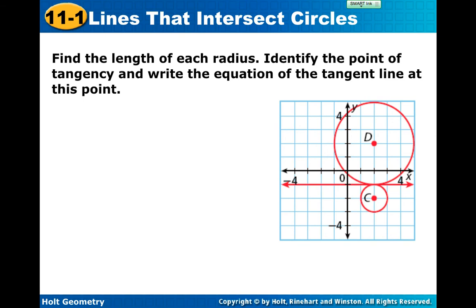Okay, so here's tying back into the bell ringer. I want you to find the length of each radius, identify the point of tangency, and write the equation of the tangent line that goes through the point of tangency. We start in, find the radius for each one. You can probably do some counting. If you needed to, you could use the distance formula, but I don't think that is necessary on my pictures. Then tell me where the two circles touch. What's the point of tangency?